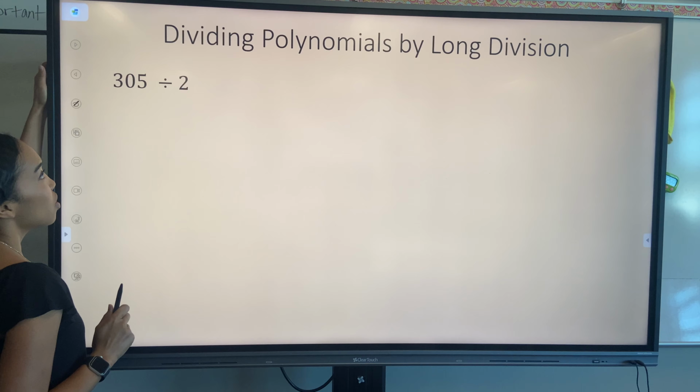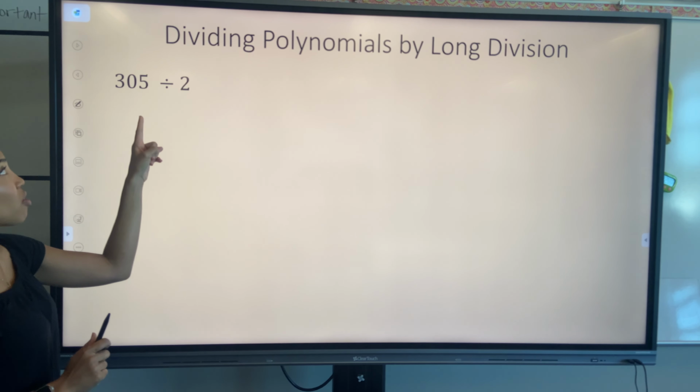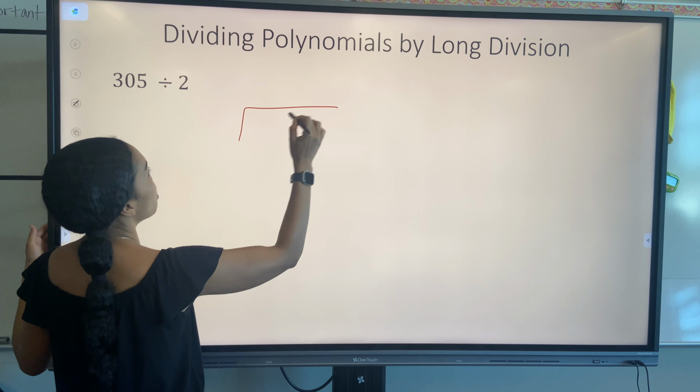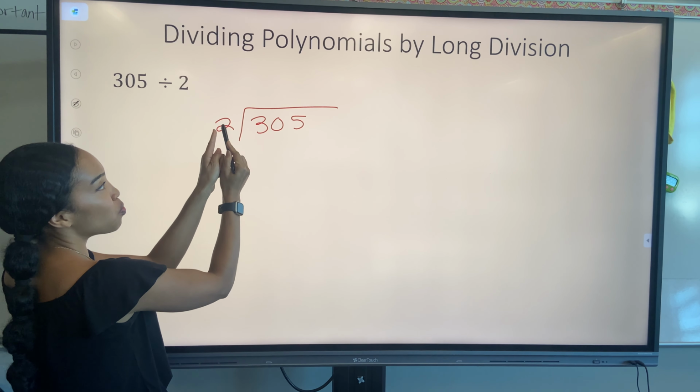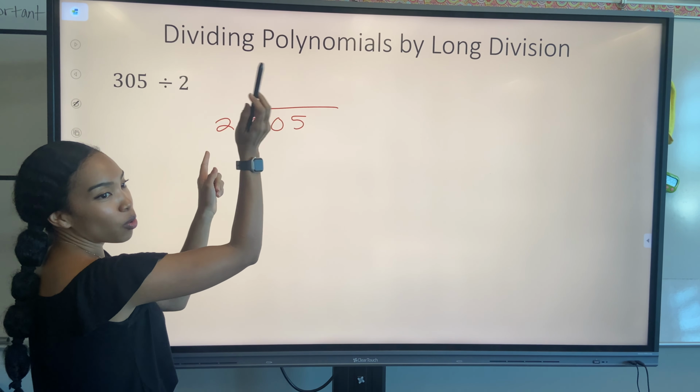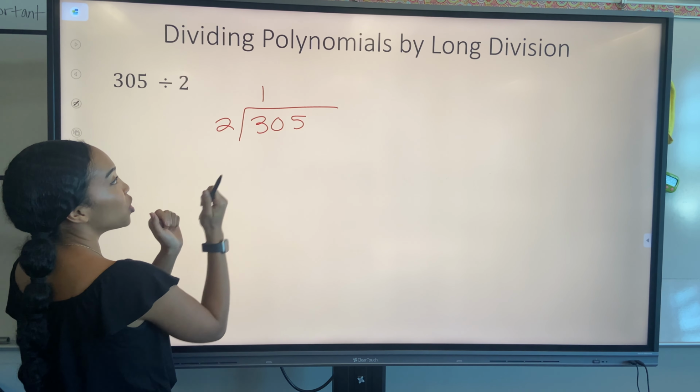Okay, so the way you guys solved this is you used long division. So you did 305 divided by 2. 2 times what will get you close to 3 without going over it? 1. What did you do after this?